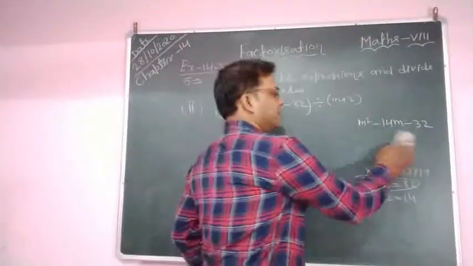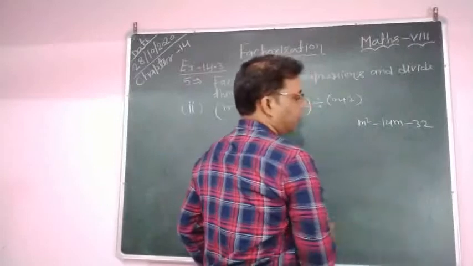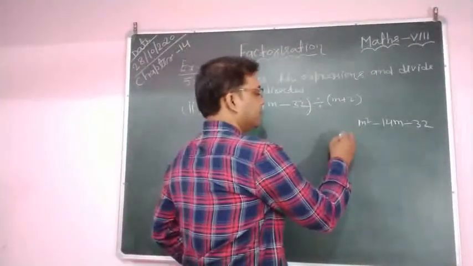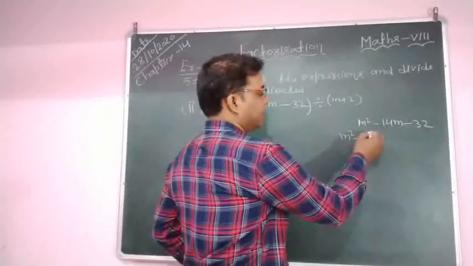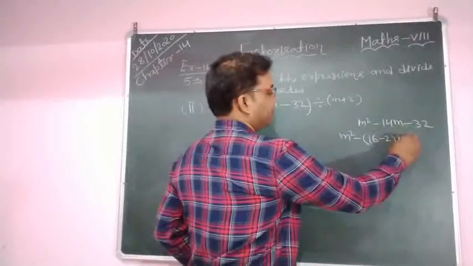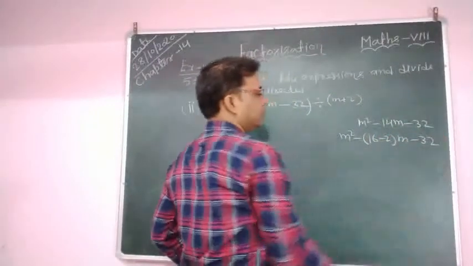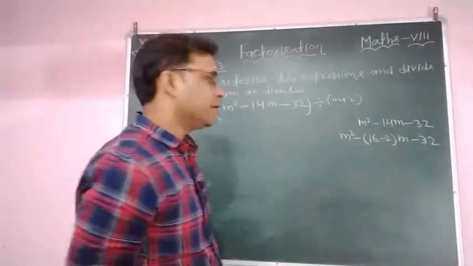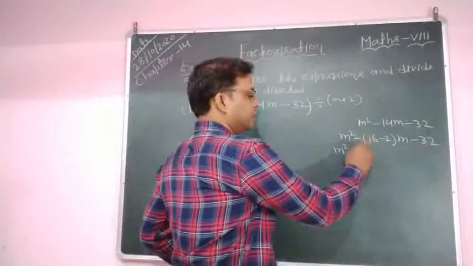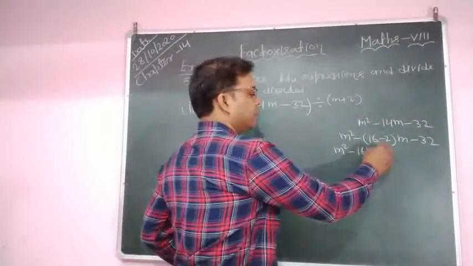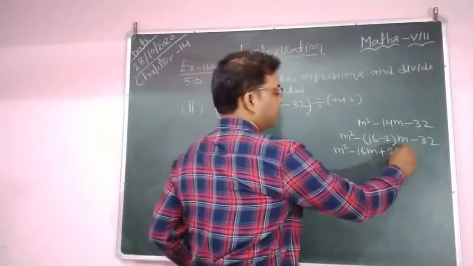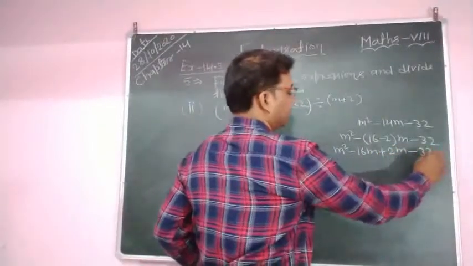So we can break it 14. We can break it 16 minus 2. Okay, so we can write it m square minus 16 minus 2 m minus 32. This is clear. Now we open the bracket, then we obtain m square, this will become minus 16m and plus 2m minus 32.